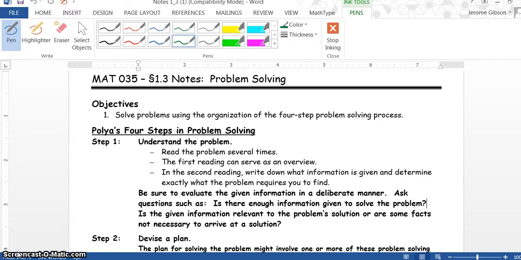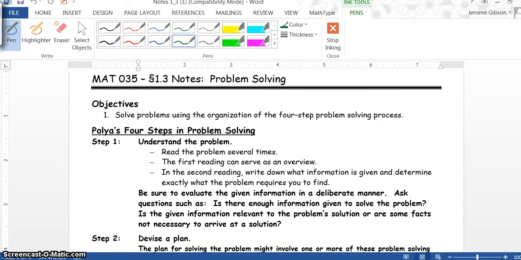Step 1, understand the problem. You need to read the problem several times. The first reading can serve as an overview. In the second reading, write down what information is given and determine exactly what the problem requires you to find. Be sure to evaluate the given information in a deliberate manner. Ask questions such as, is there enough information given to solve the problem? Is the given information relevant to the problem solution, or are some facts not necessary to arrive at a solution?